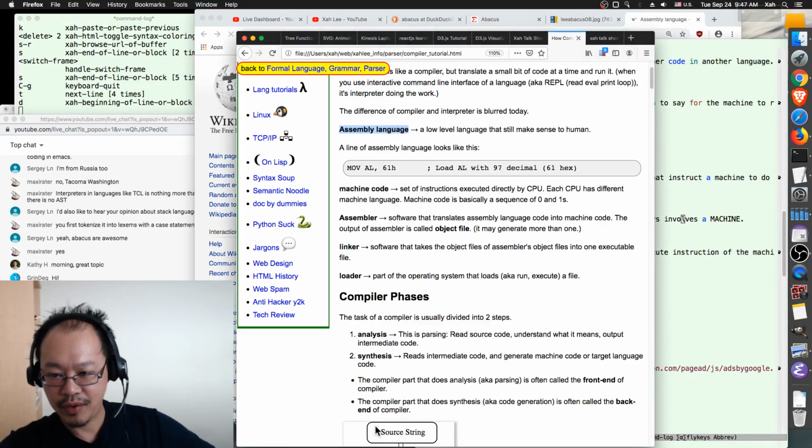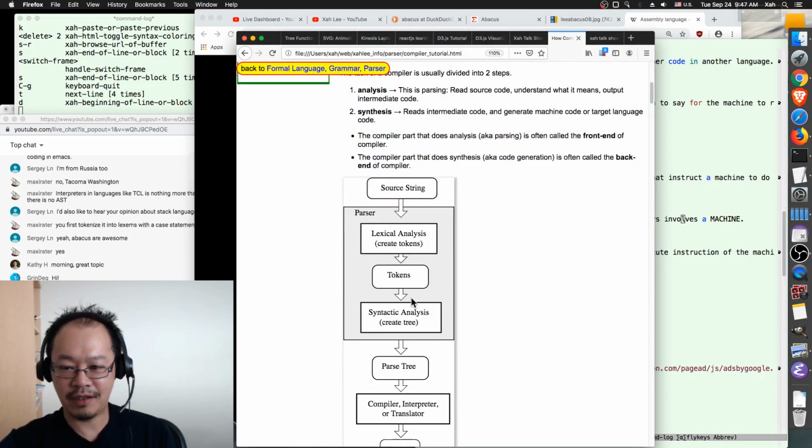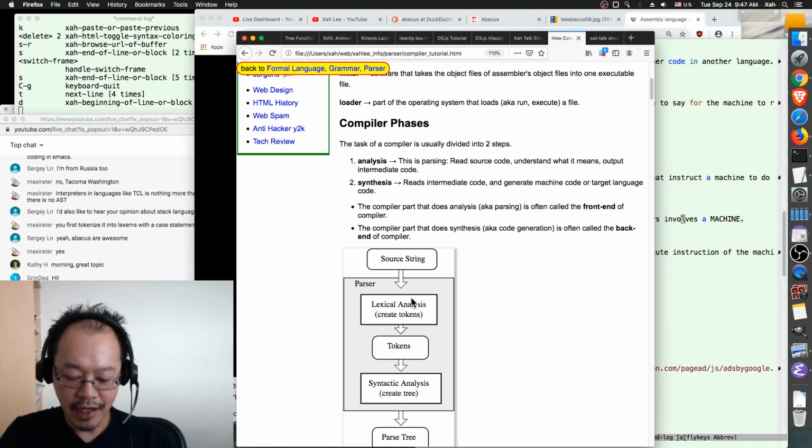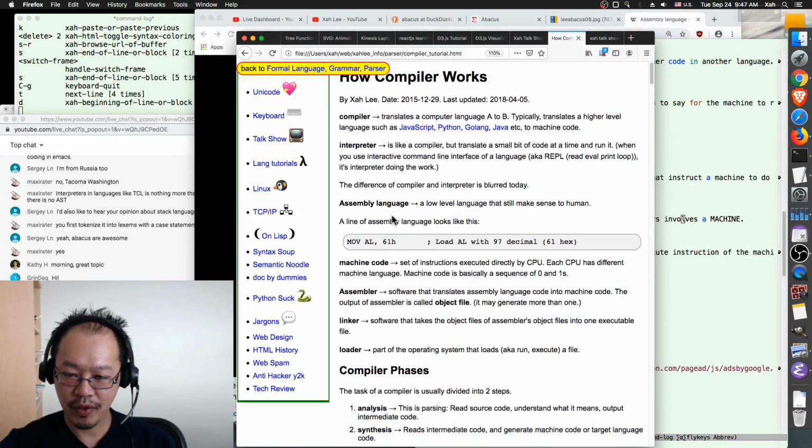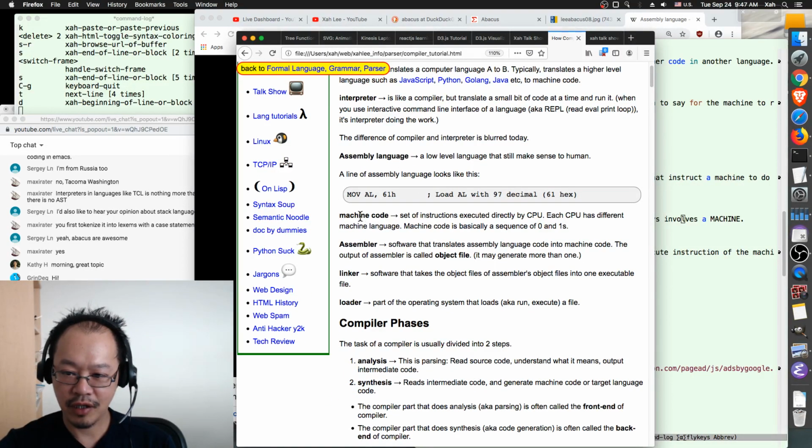So actually, we are going too slow because there are a lot of things. So okay, we know what is a compiler. We know what's an interpreter. We know what's an assembly language. We know what's a machine code. So far, all the things that's important because that's how we talk about algorithms, what it means exactly.